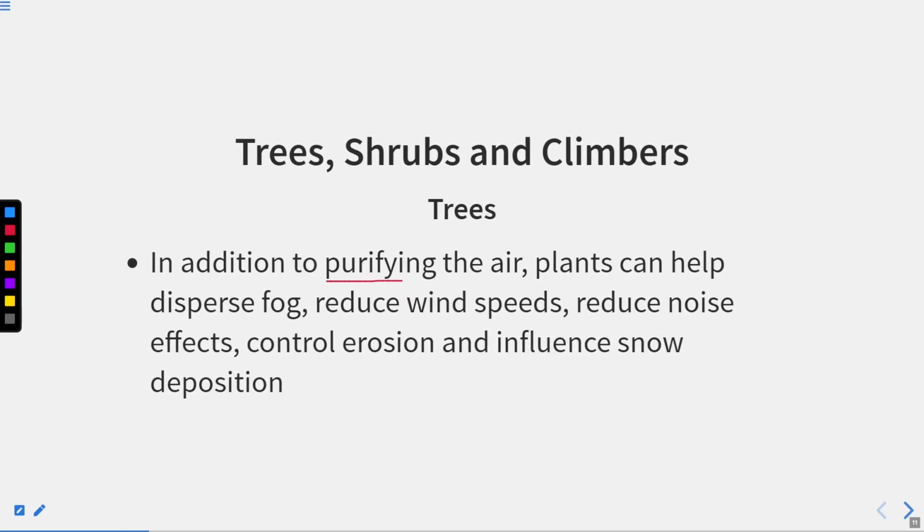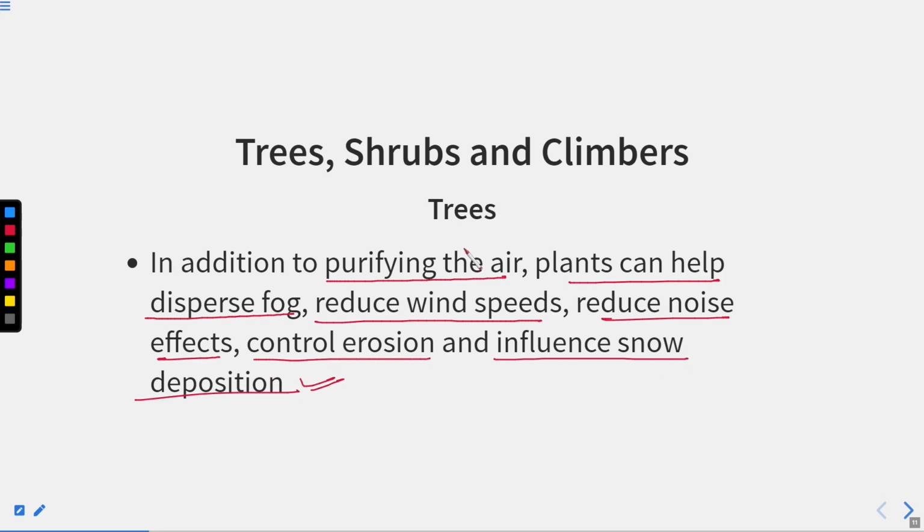In addition to purifying the air, plants can help disperse fog, reduce wind speed, reduce noise effect, control erosion, and influence snow deposition. So these are other benefits of growing trees. The first one is that it purifies the air, right? It takes up the excess carbon dioxide and gives you oxygen. So it is purifying the air.